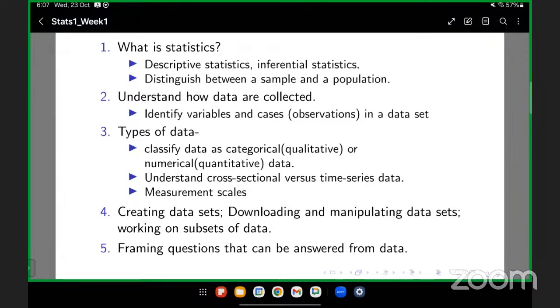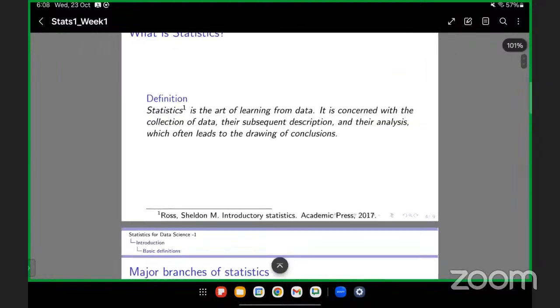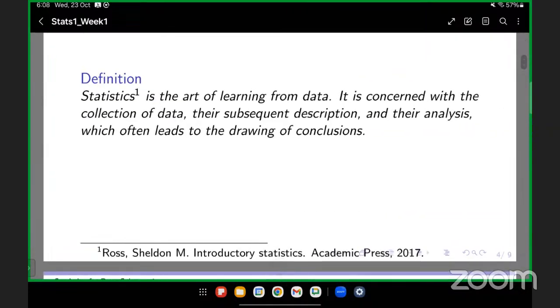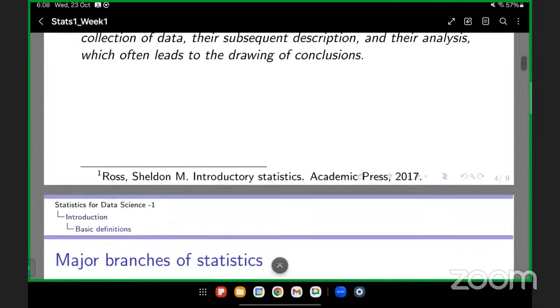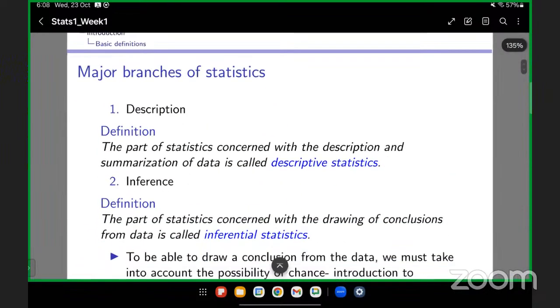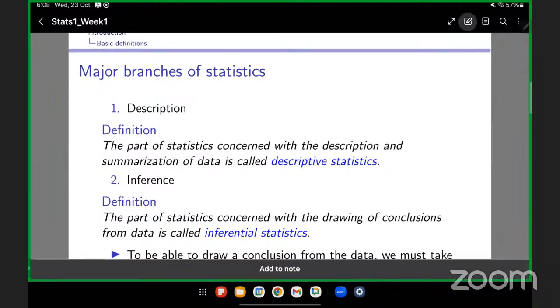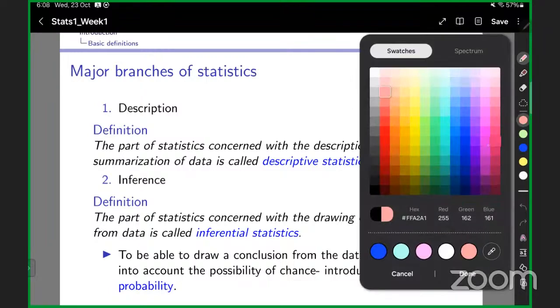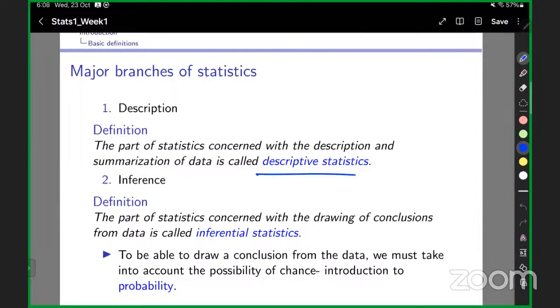Statistics is a branch in which we collect data and then we try to describe it. The task is we want to summarize it and then draw some conclusion out of it. So that's why we have statistics. Describing, analyzing, and drawing conclusions using data is statistics. In statistics, we have two branches: one is descriptive statistics and another is inferential statistics.